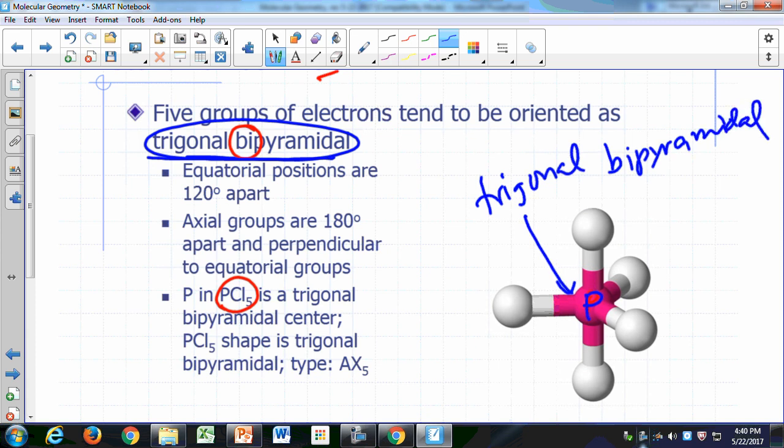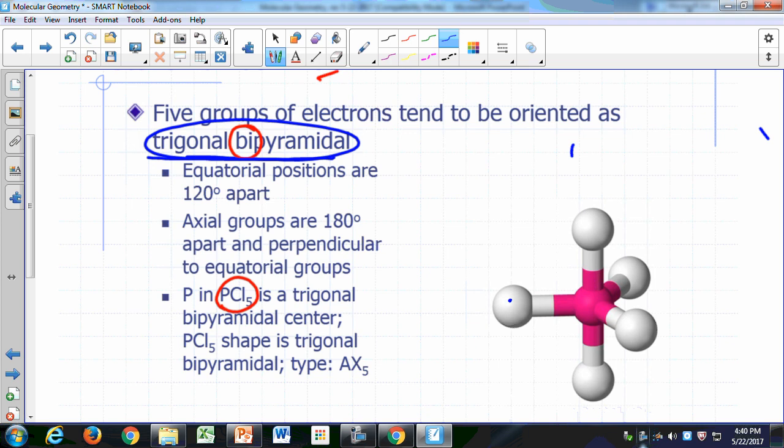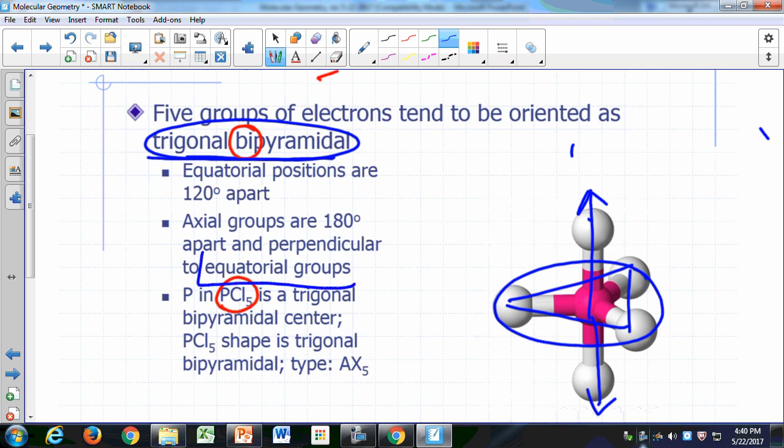Now, let's look at the angles. These 3 chlorines at the base of the pyramid, imagine those are at the equator of the Earth. The other 2 chlorines, imagine this chlorine at the North Pole, and this other chlorine at the South Pole of the Earth. You can refer to the 3 chlorines as your equatorial groups, and the 2 chlorines at the North Pole and the South Pole are called your axial groups.